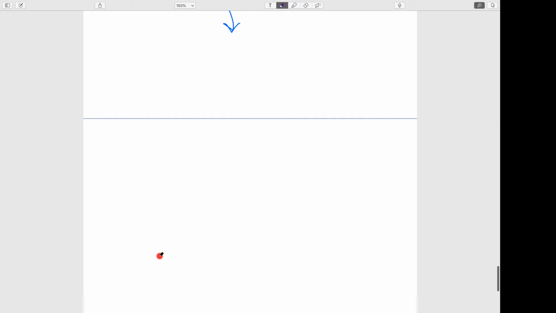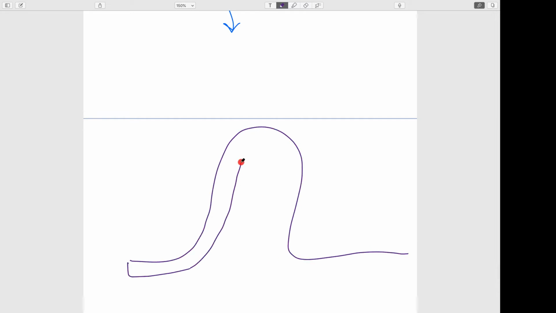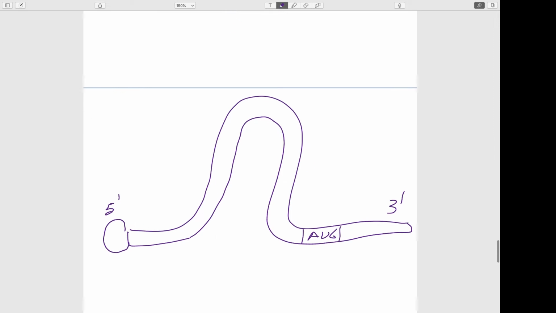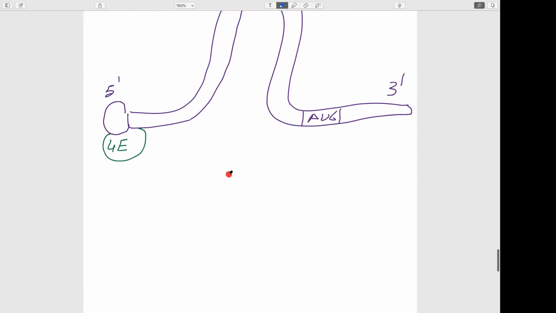Again, let me write the messenger RNA. This is the messenger RNA. Here it is the initiator codon, here it is 3', here it is the 5' cap. Then there is the binding of a protein which recognizes this cap. That is 4E. 4E is bound, it recognizes it. In the next step, the binding of some other factors takes place.